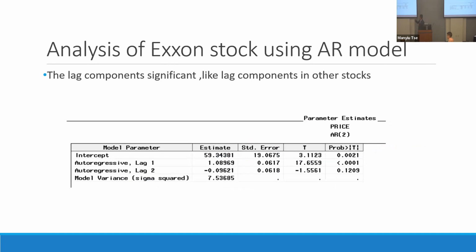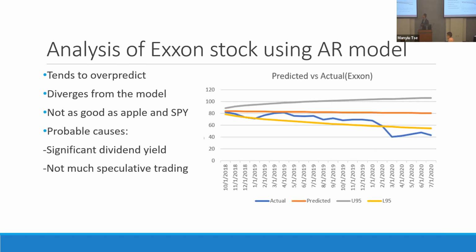The lag 1 is significant at a p-value of less than 0.05, but the lag 2 is not as significant, and thus the prediction made for ExxonMobil is not as good as the prediction that was made for Apple in this model. And we believe this to be the case because there's a significant dividend yield in ExxonMobil. That means people are not as excited to buy and sell. They are more likely to stay in the stock for the long term and take the dividends. That is also a reason why there is not much speculative trading going on in ExxonMobil. And we believe that is why there is no autocorrelation, and thus the stock price diverges away from our model.